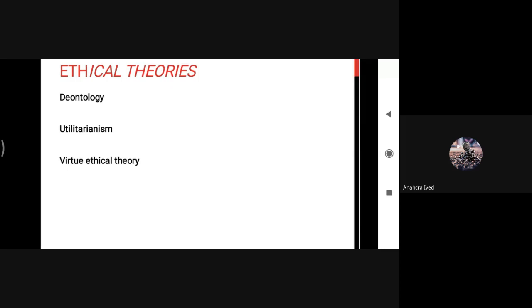Now, the third one happens to be the virtue ethical theory. It basically says that you are being judged by the character. You can judge a person by character, rather than by any action which is being taken. For example, if a person is late for the meeting and speeds up, we would take action because he has broken the speed rules, and there it would be different. But here virtue basically says that we are judging the person by the character, not the action which has been taken.